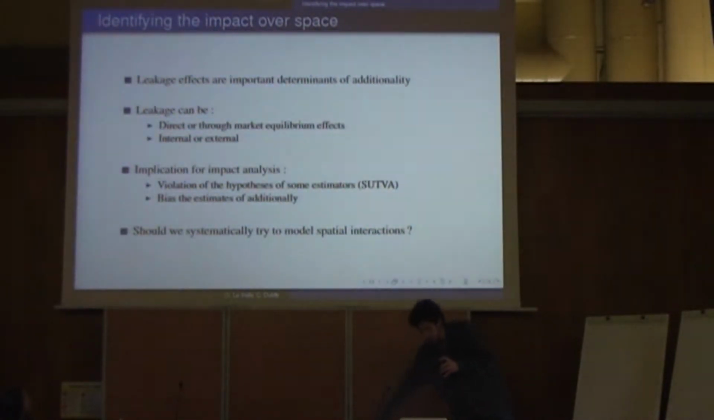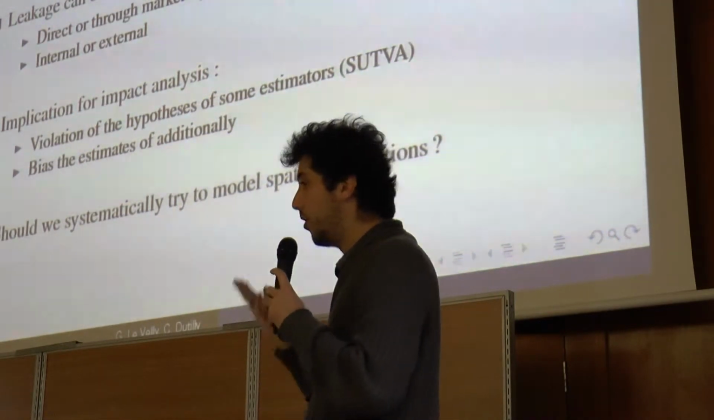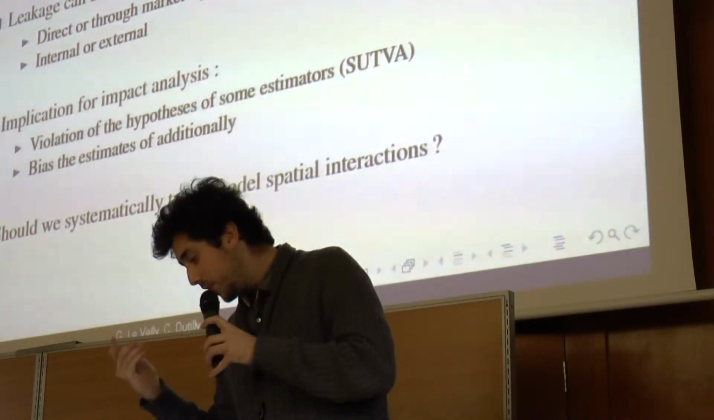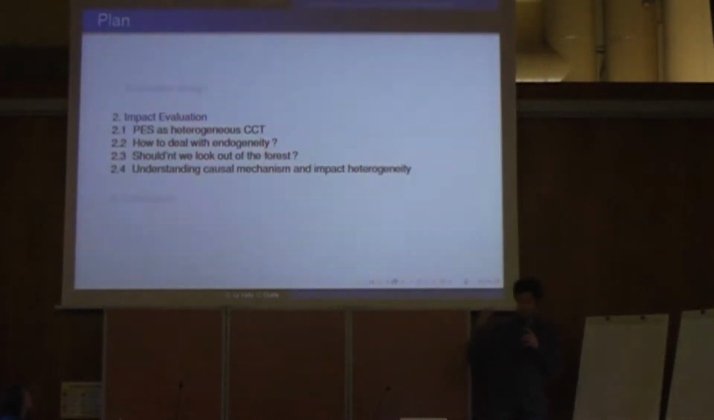We have the same problem over space, which is due to leakage effect. All of you are really familiar with leakage effect, so I will be really quick on this. It leads to some problems for estimation, the SUTVA hypothesis, and also might bias our estimate of additionality. So should we try to systematically model spatial interaction? And then we get to the estimation.